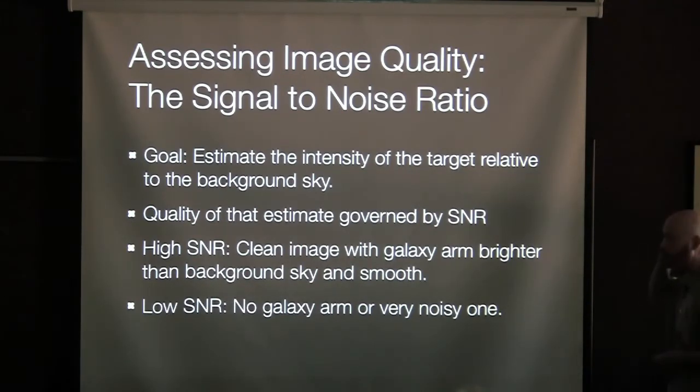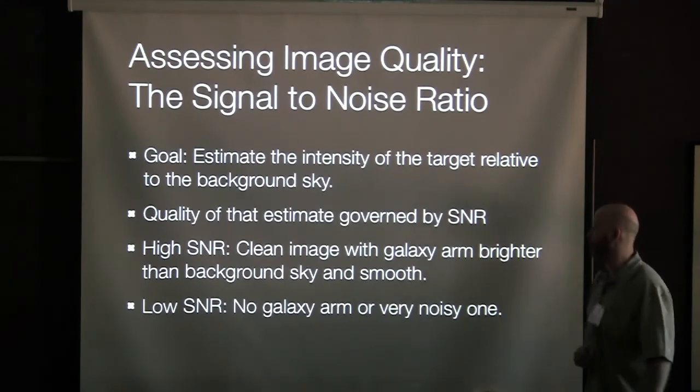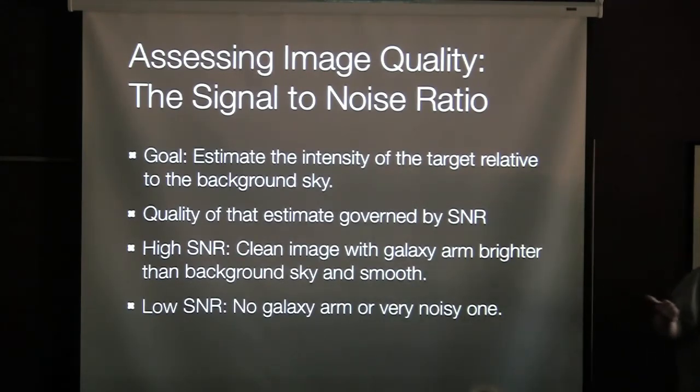The quality of that estimate is determined by the signal-to-noise ratio. So we're going to spend some time stepping through this. If you have a nice high signal-to-noise ratio, you're going to be able to see that arm, you're going to be able to distinguish it from the background, and it's going to look like a nice, smooth image. If you have a very low signal-to-noise ratio, you're going to miss that galaxy arm, or it's going to look very, very noisy.